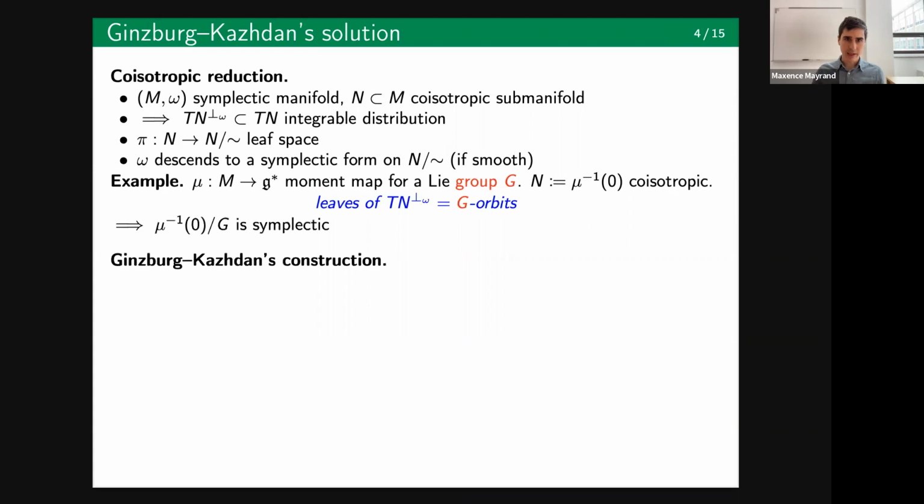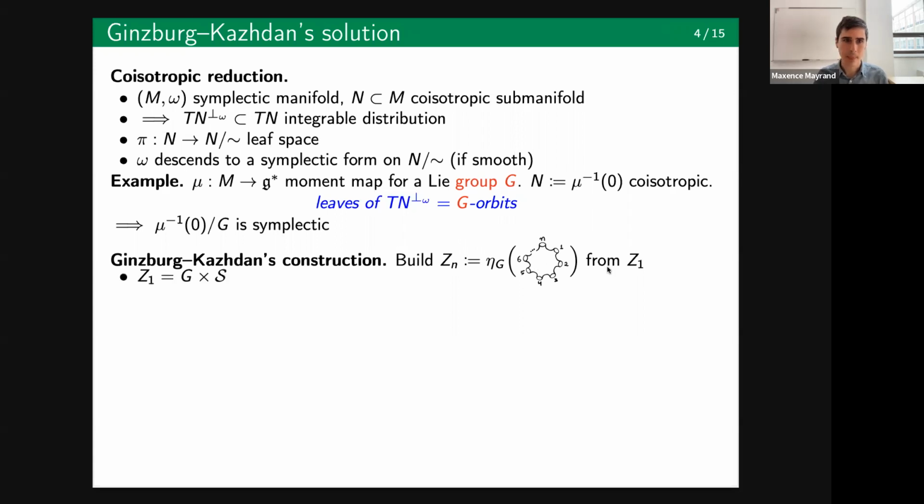Okay, so the Ginzburg and Kazhdan construction is an example of that co-isotropic reduction, but here the leaves will be groupoid orbits instead of group orbits. So the idea is to build the variety associated with the n-punctured sphere uniformly. That's supposed to be a Hamiltonian G^n space, and we build it by gluing in some way the variety associated with the cap.